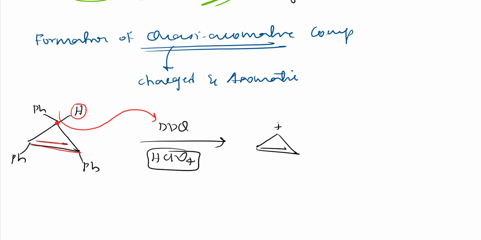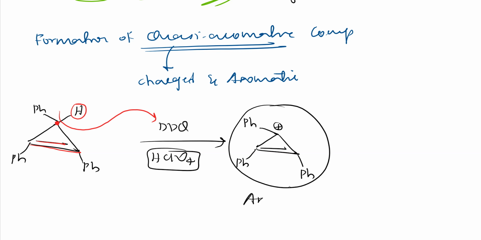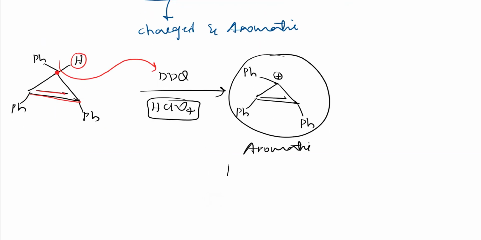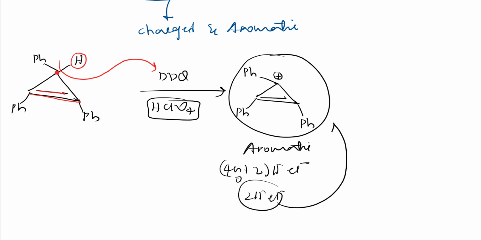Carbon gets positive charge. Here pH, here also pH, and here also pH, right? So this compound is aromatic, right? I hope you know how to check aromaticity. It should have 4n plus 2 pi electrons, Huckel's rule it should satisfy, right? So here n you place 0, I'll get 2 pi electrons. So it is aromatic and it is planar, no doubt, right?